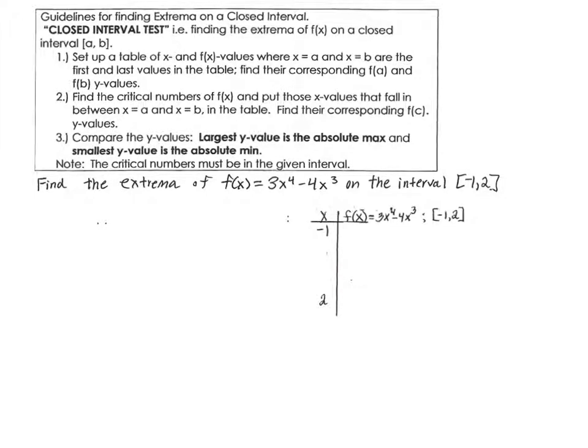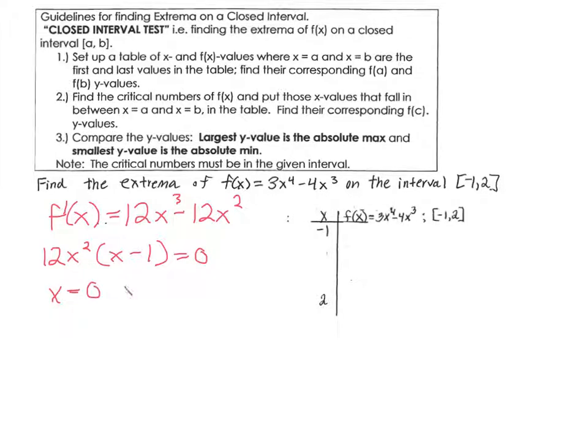Next, we want to find any critical numbers to see if there's any relative maxes or relative mins. To find the critical values, we first need to take the derivative of our function, which is 12x cubed minus 12x squared, and we can set that equal to 0. It won't be undefined anywhere because it's a continuous function, so we don't have to worry about that. And we find that we have critical values at x equals 0 and at x equals 1. So I'm going to take those two x values and put them in my table.